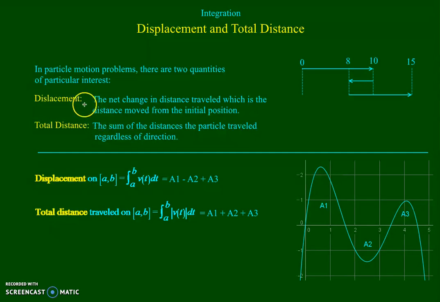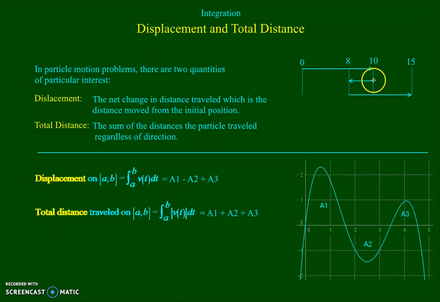The first is displacement. Displacement is the net change in distance traveled, or it's the measurement of the particle's final position as measured from its initial starting point. So, for example, over here we have a particle that starts at position 0 and moves to the right 10 units.